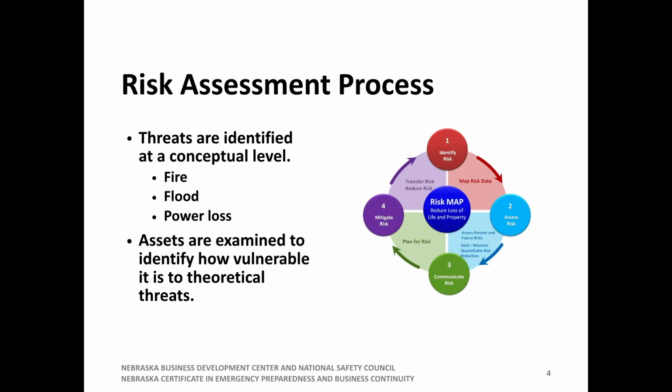In the last session, we took a good hard look at the difference between hazards and risk, and then we developed a model to assess and manage risks based on business priorities. If you remember, and as a quick review, the risk map has four sets of activities: identifying and then assessing risk, communicating that risk, and finally, mitigating the risk.